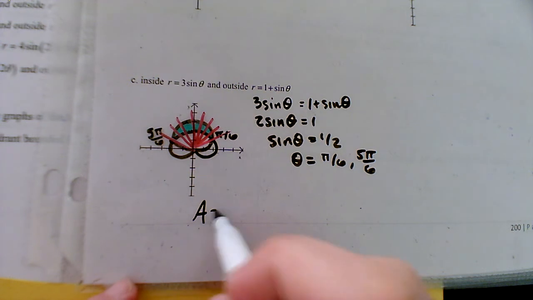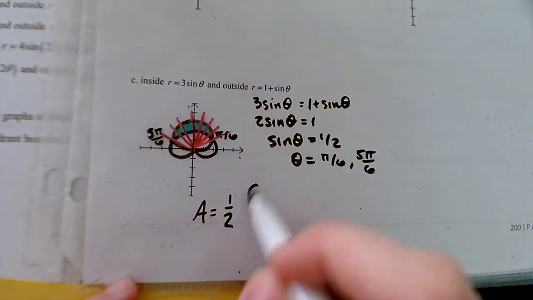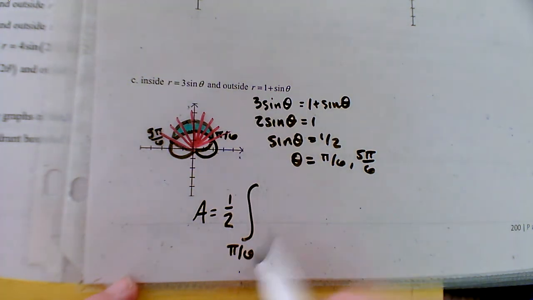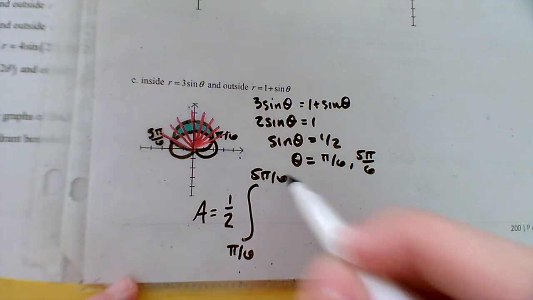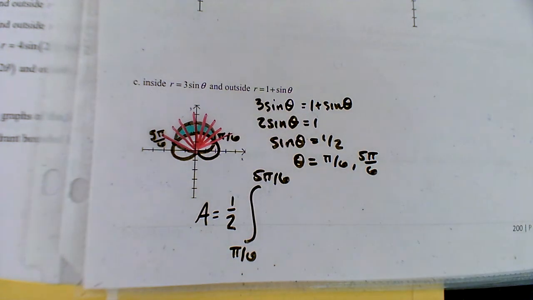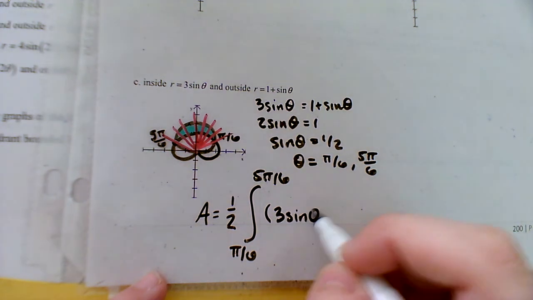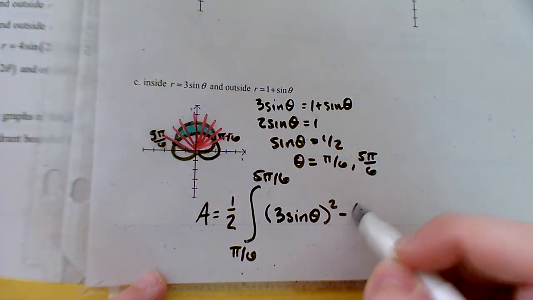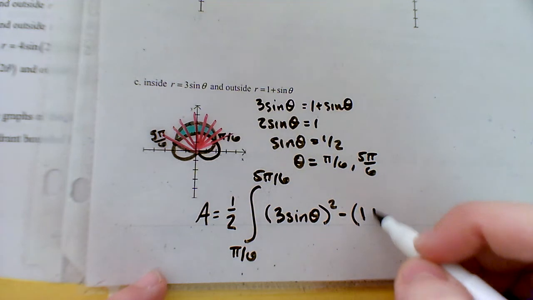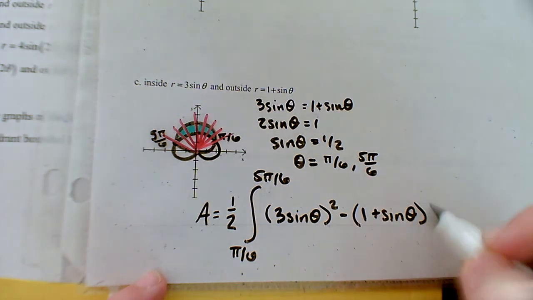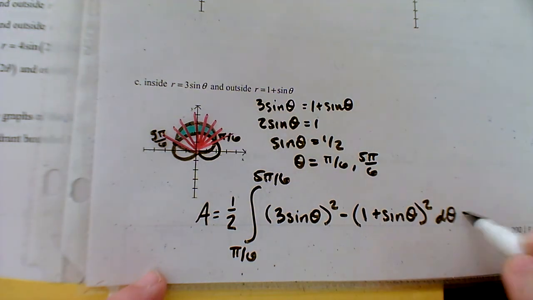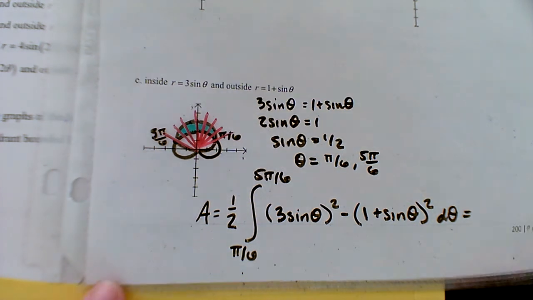So let's go ahead and check out the area. We'll have 1/2. Our bounds are pi over 6 to 5 pi over 6. And then we need the outer radius squared minus the inner radius squared because we have those two functions to consider. So the outer radius is that 3 sine function, and the inner radius is that 1 plus sine. All right, calculator from there.